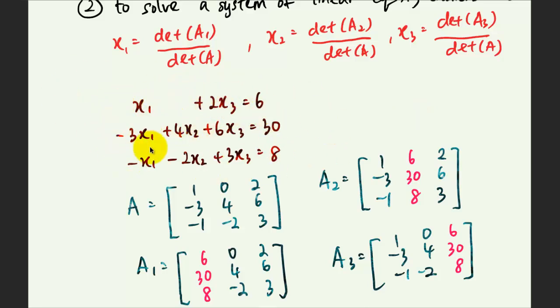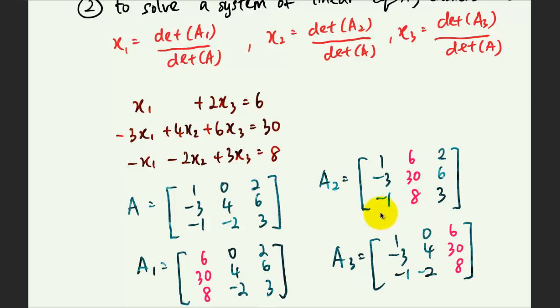So you have a system of linear equations, and the matrix A, which is the coefficients of all the unknowns here, 1, negative 3, and negative 1, 0, 4, negative 2, and so on. For a new matrix A1, for the first unknown, which corresponds to the first column, you just need to substitute it with the vector B here. For the second matrix A2 corresponding to the second unknown, you just need to substitute B in the second column here. The rest of the entries remain the same as the matrix A, and you do the same for the third new matrix A3.